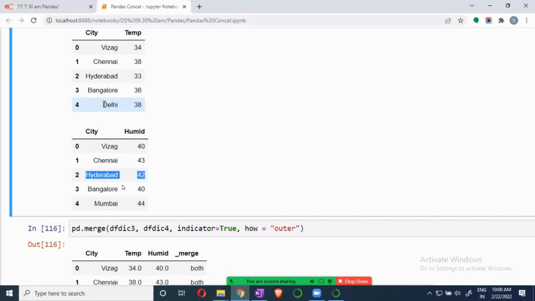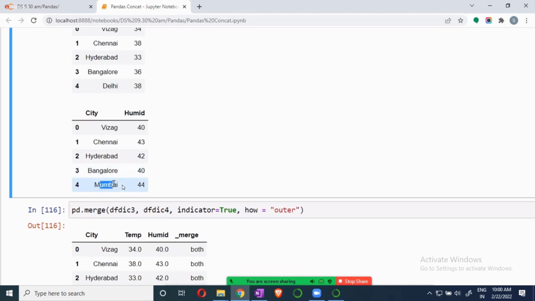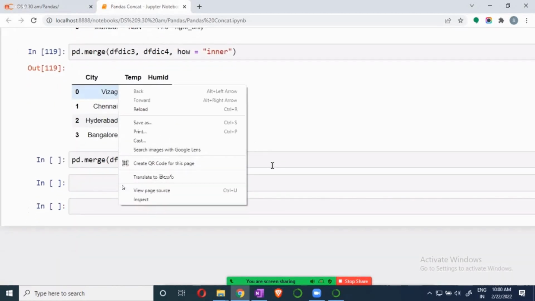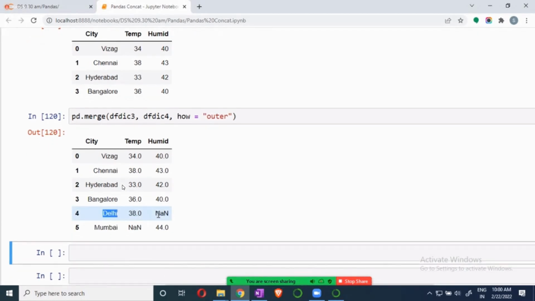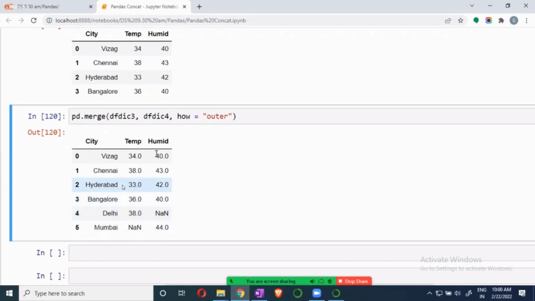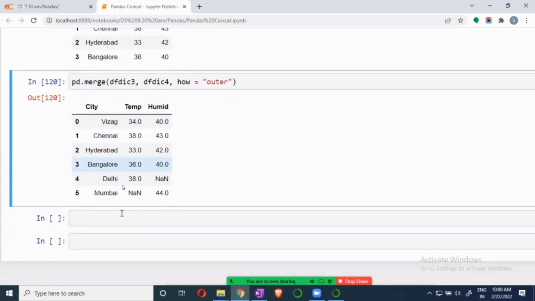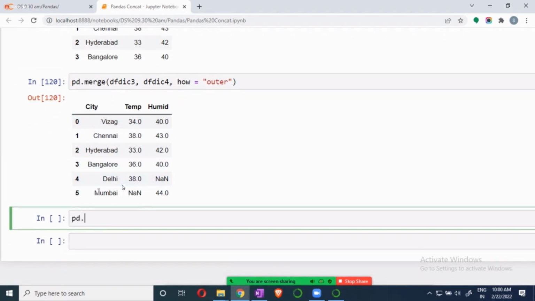When it comes to Delhi, it is having the value only in temperature. It is not having the humidity, so in the humidity place, it will get NaN. Now Mumbai is having only the humidity, it is not having the temperature. In the temperature place, you will get NaN over here. See this? Got it, guys? So this is the way it will be doing. Now there will be one more called left.